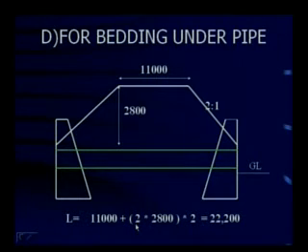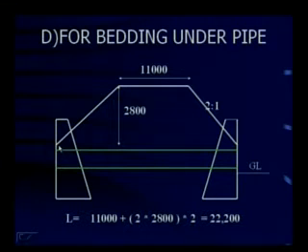That comes to 2 into 2,800. 2,800 is the depth, 2 is the slope, 2 horizontal to 1 vertical. Why did I multiply it with 2? Because this is the width here on the downstream side, this is the width here on the upstream side.